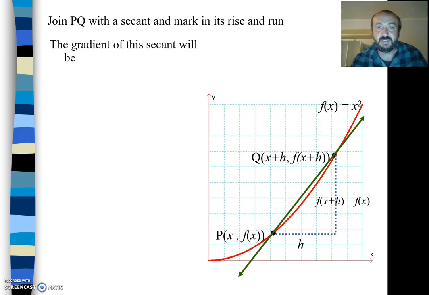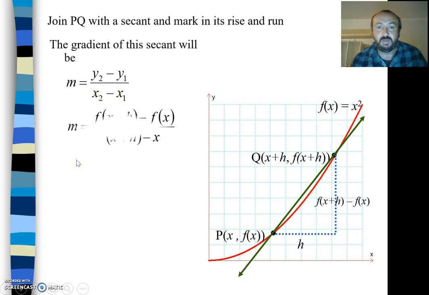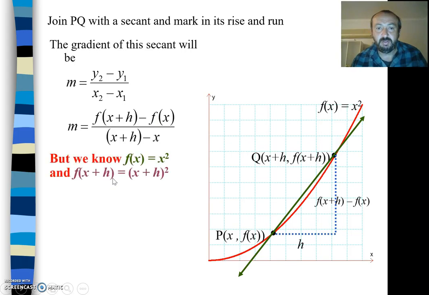The gradient of this secant will be m equals y2 minus y1 over x2 minus x1. That's what we've seen before, just your rise over your run. And in this case, it'll come to this formula, which will simplify down. We actually can see it's just h on the bottom, isn't it? Because the x's will cancel.